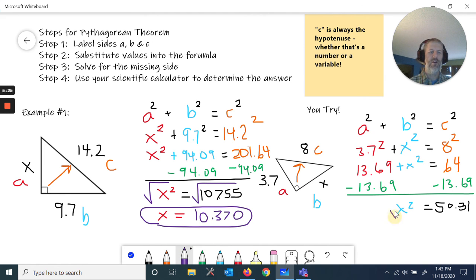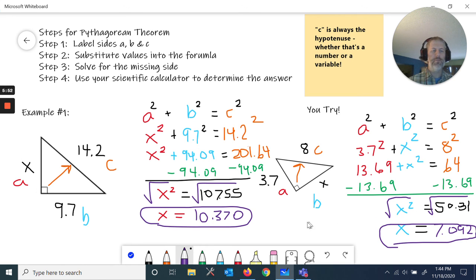Okay, then to solve, we undo our squared by square rooting both sides. Those don't look like great square roots. There we go. And so our x, which is our side b, is going to be 7.092. Okay. And remember to check and see if your answers make sense. That kind of covers up my 7 there a little bit. There we go.